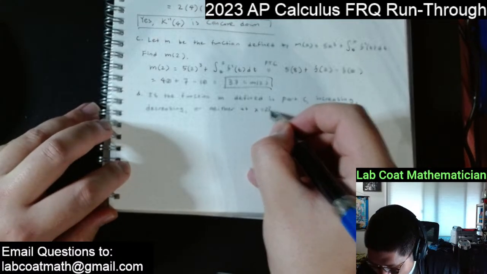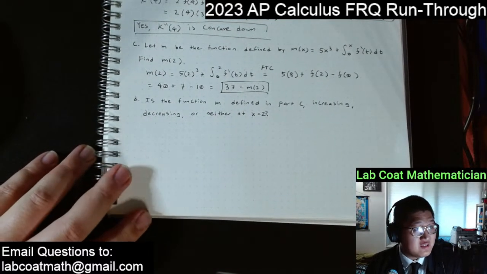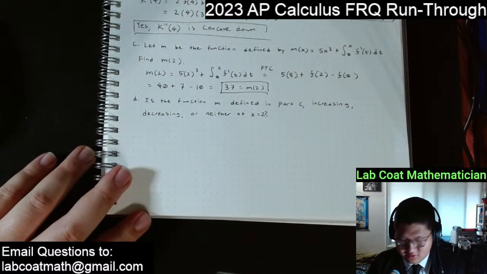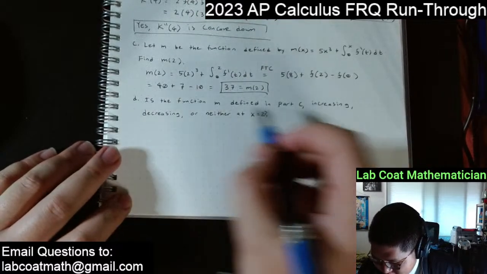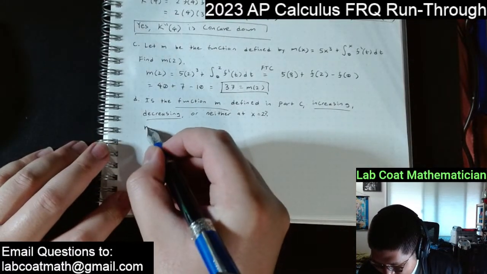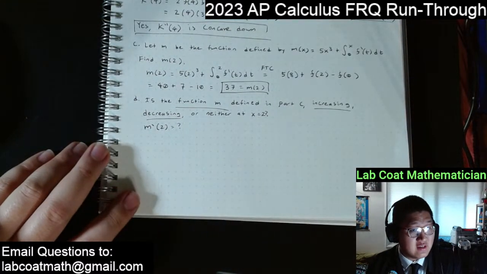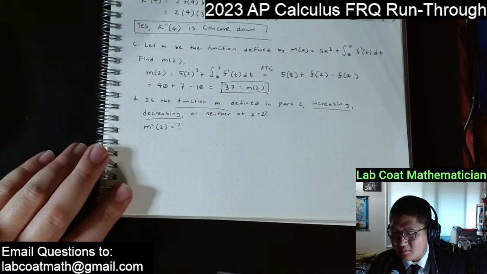Nope, 2, and then the question mark. Okay, right? So are we increasing, decreasing, or neither at x is equal to 2? Given that the function m that they're talking about, again, increasing, decreasing, means that we are looking at m prime of 2, and that's what they want us to find in order for that to be shown properly.